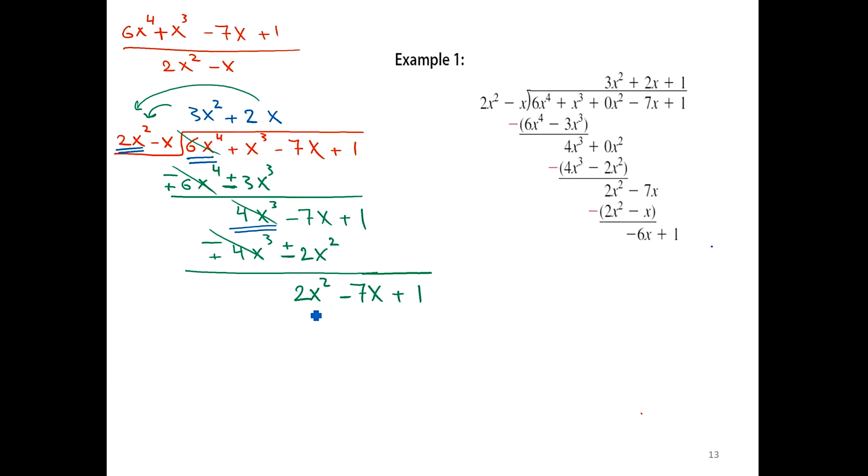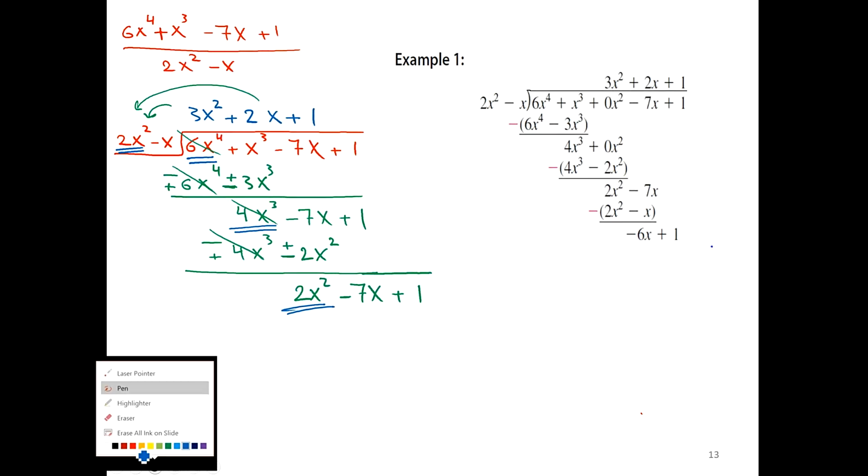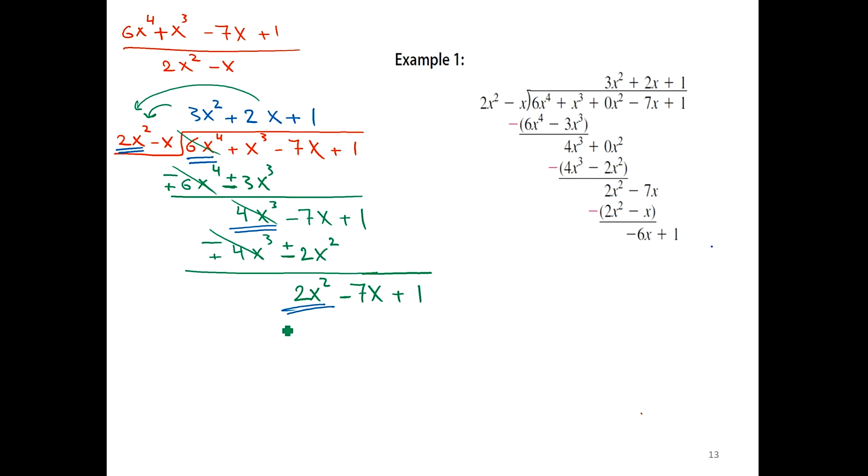Again, divide the first term with the first term, 2 over 2, 1, and x^2 over x^2, 1. So we have 1. Multiply 1 by 2x^2, multiply 1 by negative x. This is positive, convert to negative. This is negative, convert to positive. Remove this one with this one. Minus negative 7x plus x, we have negative 6x + 1. We can stop.